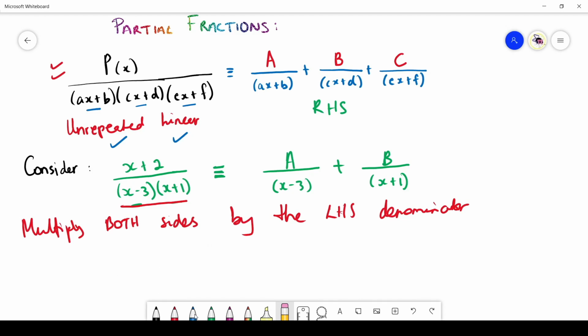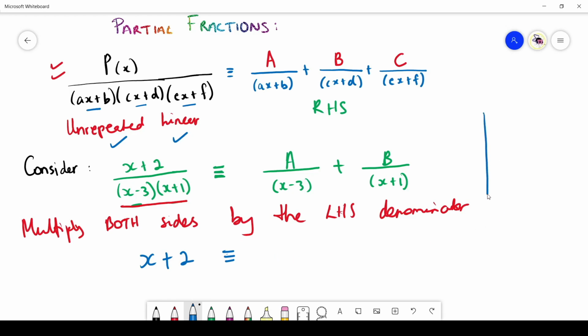Some students leave out this step because they get accustomed to what happens. So they get straight into writing down that, hey, you're just going to get on the left-hand side that numerator present. And they follow up by multiplying each individual fraction.